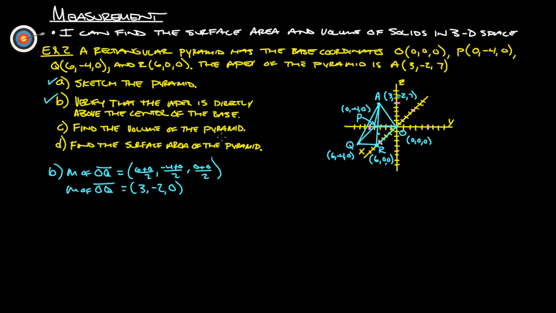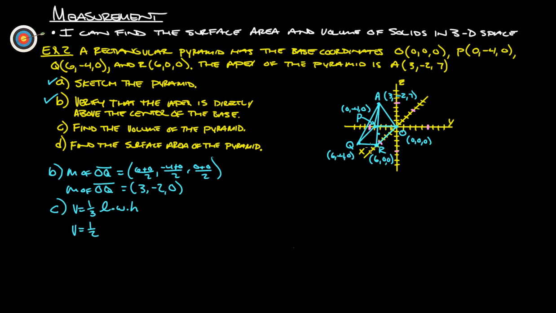Find the volume of the pyramid. Okay, so part C, volume. We're going to have to find our volume formula. The volume of a pyramid is 1/3 length times width times height. So in this case we have 1/3.